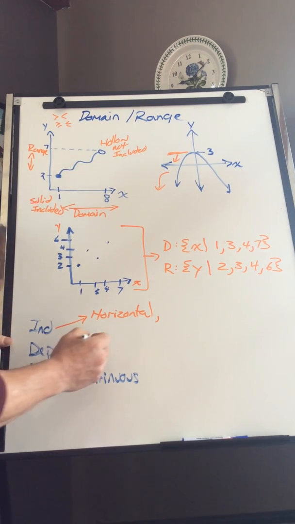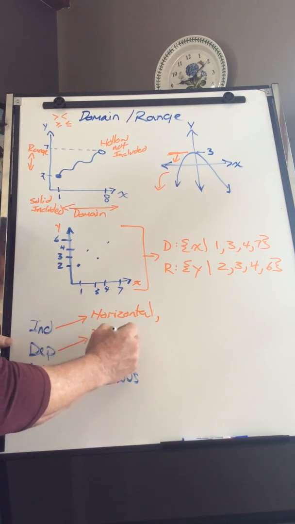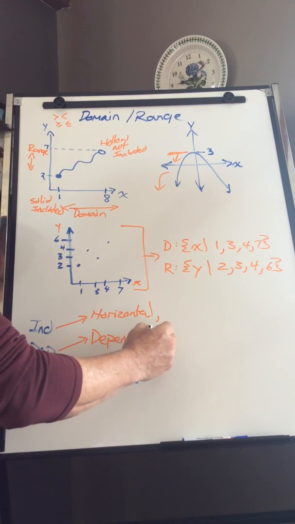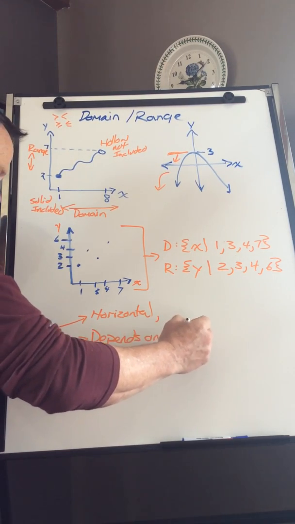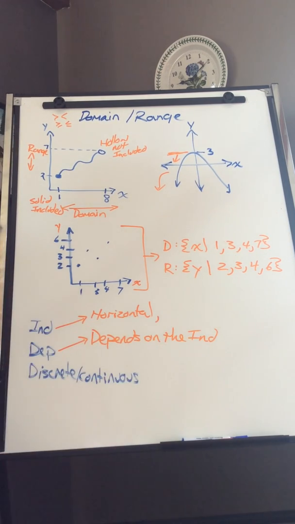Dependent depends on the independent. So whenever I have a word problem, my Y value depends on X. My distance depends on time. So if I have distance depending on time, distance is dependent, time is independent. Cost depending on how much I buy: the cost is the dependent. How much I buy is independent because I have control of that.